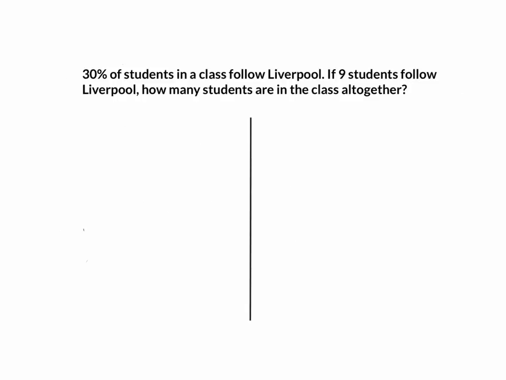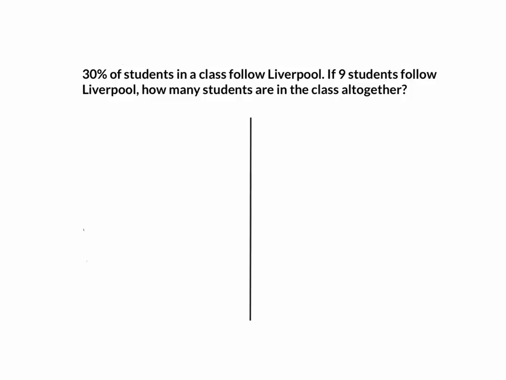So in this problem, we're told that 30% of students in a class follow Liverpool. If 9 students follow Liverpool, how many students are in the class altogether? Right. So we know that 30% of the students follow Liverpool. That amounts to 9 students.